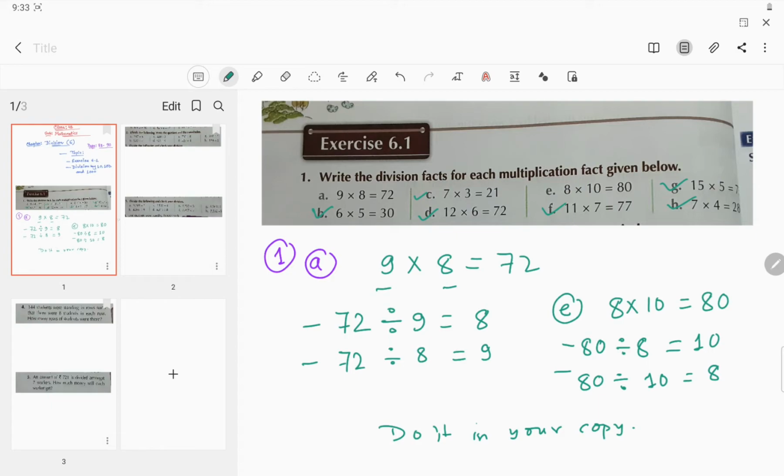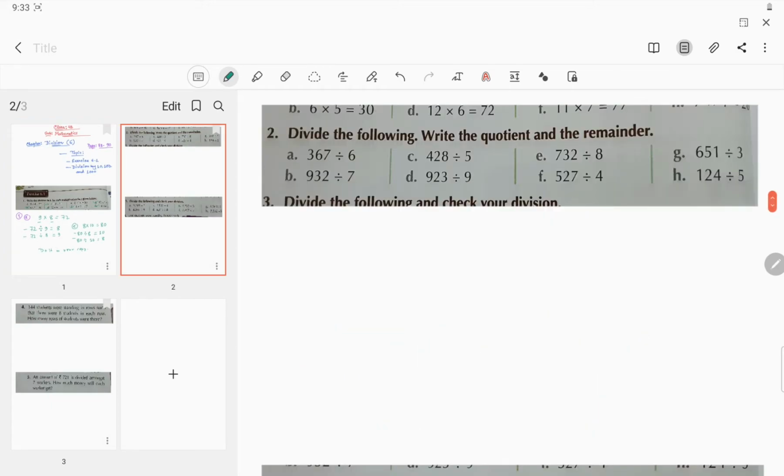Now I'm going to question number 2. Divide the following and write the quotient and the remainder. So I'm now solving question number 2a. At first write the dividend and divide by 6. 6 is the divisor. At first you have to check the first place, that is 3, which is less than 6, so you can't divide. Then go to the next place, that is 36, so you take 36.